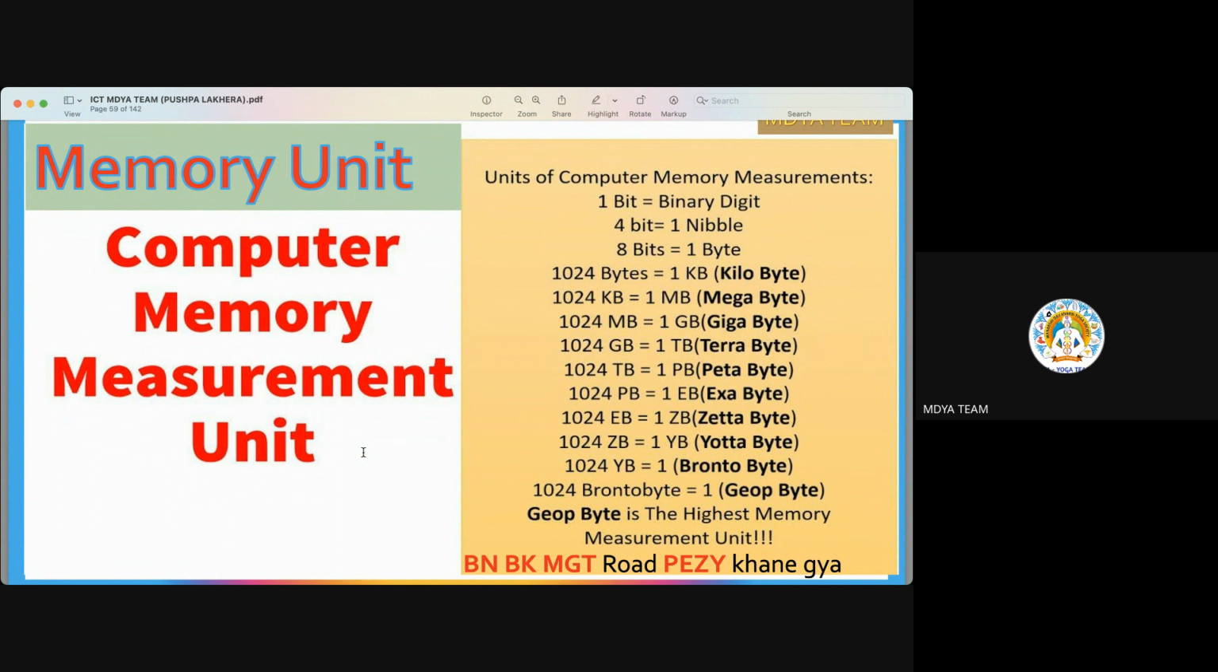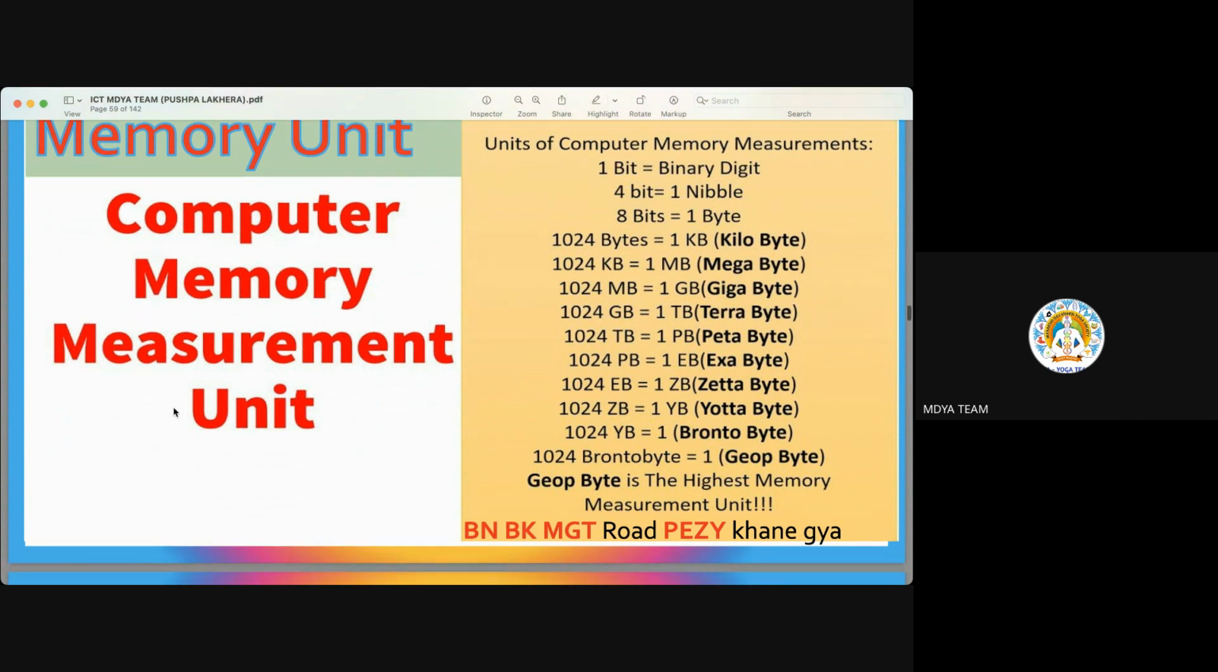So what is 1 byte? 1 byte is a combination of 8 bits. What is a nibble? It is a combination of 4 bits. What is binary? It is 0 and 1. A 4-bit value means 0 and 1 with 4 bits in the combination, like 0 1 1 0. And in 1 byte there are 8 bits in the series.